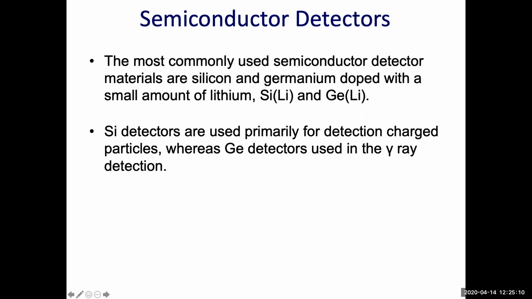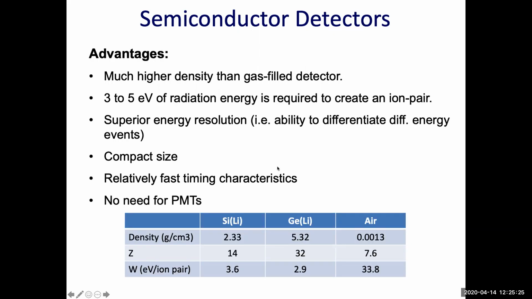The most commonly used semiconductor detector materials are silicon and germanium doped with a small amount of lithium. Silicon detectors are used primarily for detection of charged particles, whereas germanium detectors are used in gamma ray detection. The advantage of semiconductors is much higher density than gas-filled detectors. They have much better stopping power and are much more efficient detectors for X-rays and gamma rays.